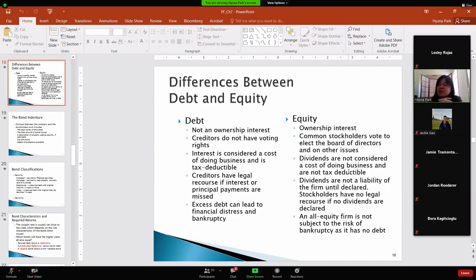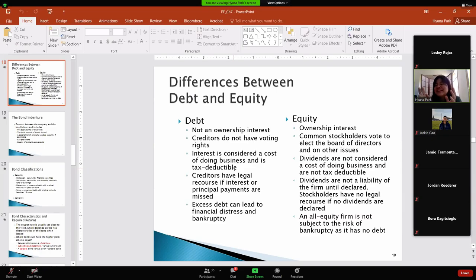From the issuing company's point of view, when companies sell bonds, they need to make interest payments. Interest payment is tax deductible. From the point of view of tax liability, which one is better, selling bonds or selling stock? Definitely using bonds to raise capital is better, because interest payment is tax deductible. The IRS lets companies deduct interest payments from taxable income, but dividend payments are not deductible. Dividend payment is a payment to the owners, so it does not reduce taxable income.